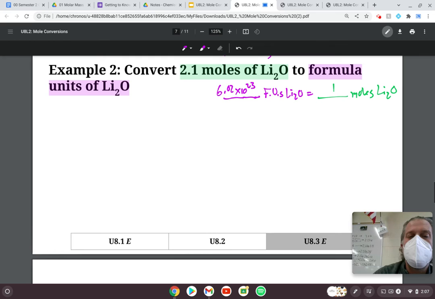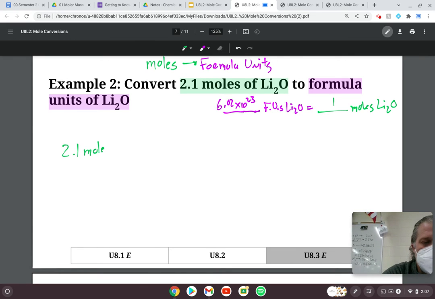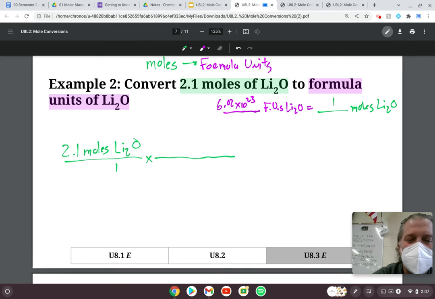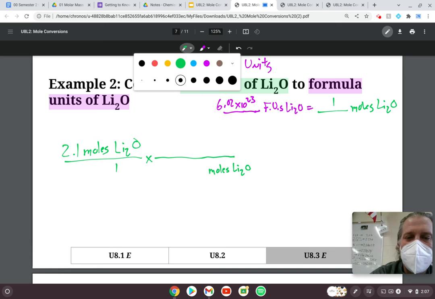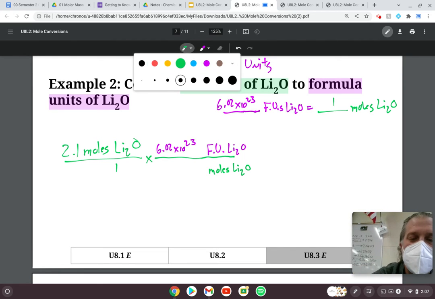Now I'm going to take my given piece of information, which is 2.1 moles of Li2O, and put it over 1. Because I'm going moles to formula units, it's a one-step problem, so it looks something like this. I need to cancel out moles, so I'm going to put moles on the bottom and formula units on top. Now I'm going to fill in my values. So in this case, 6.02 times 10 to the 23rd formula units is equal to 1 mole.